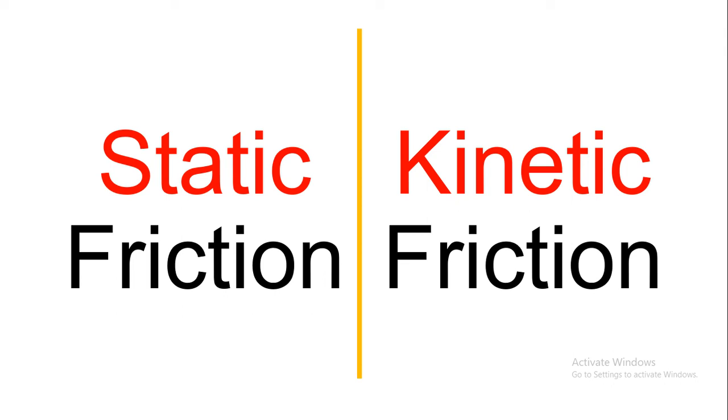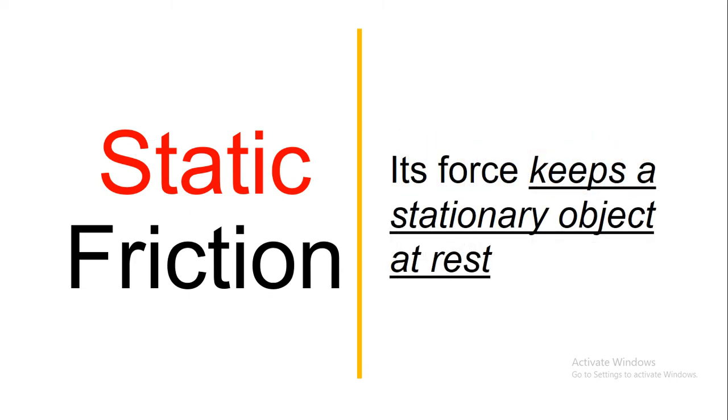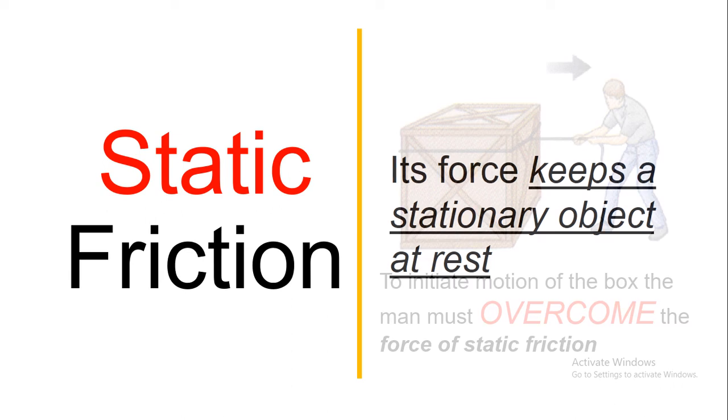So what is the difference of these two? The static and kinetic are associated with different types of energy. Pag sinabi natin static, stationary, ibig sabihin this is the friction that keeps an object at rest. The object continues to be at rest because of the static friction.